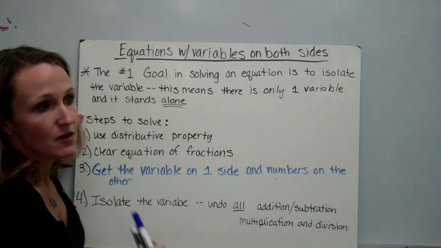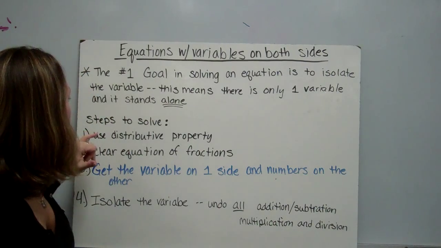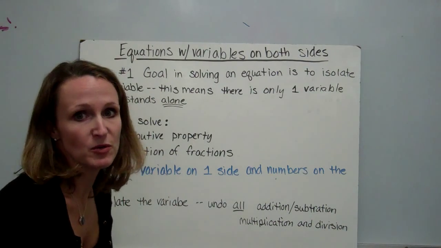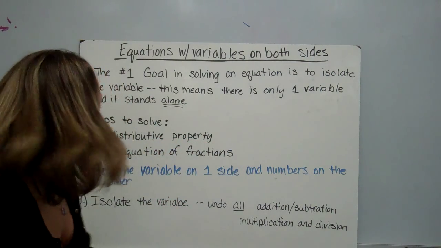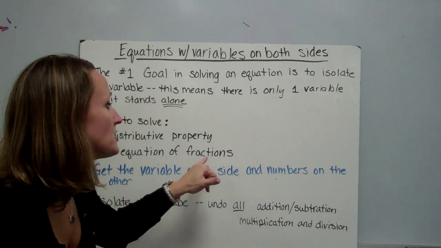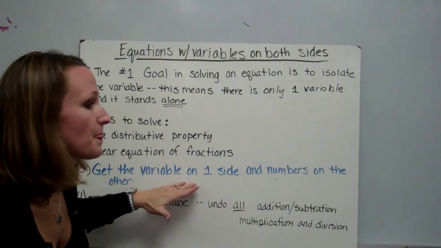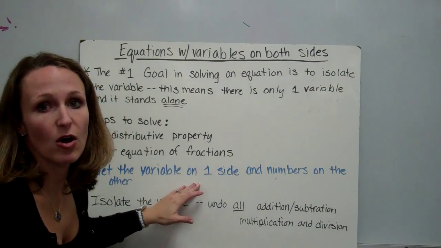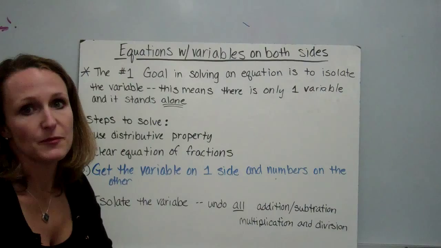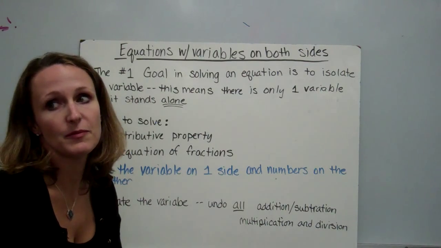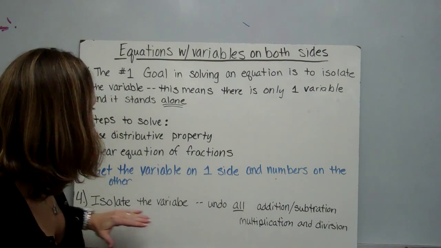Remember the steps to solve. In this case they are the same as they were for multi-step equations, because essentially this is just a big multi-step equation. First step, use your distributive property if you need to. Second step, clear the equation of any fractions if you need to. Third step, this is the big one: get all your variables on one side and all your numbers on the other side. Go ahead and separate them for the easiest means possible. And then the fourth step, most important, isolate the variable.